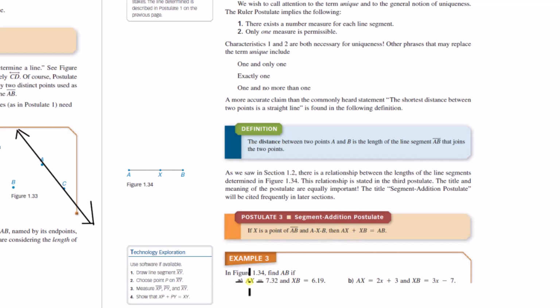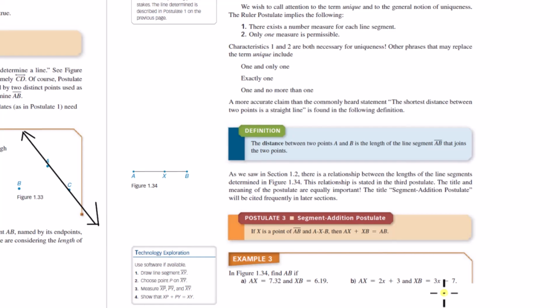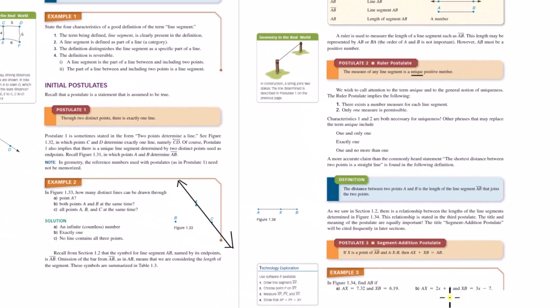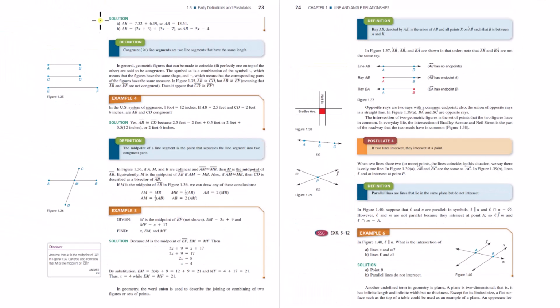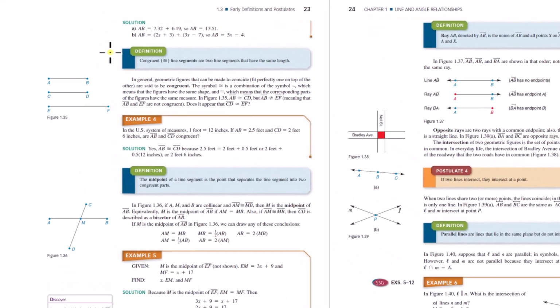All right, in figure 1.34, find AB if AX is equal to 7.32 and XB is equal to 6.19. Just add these two up. If AX is equal to 2x plus 3 and XB is equal to 3x minus 7, just add those two up. And we'll work example problems like this in the next video as well.